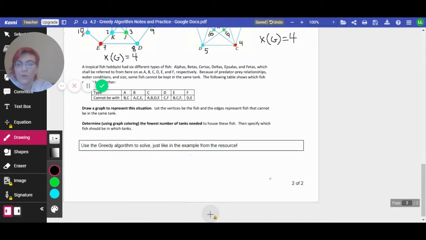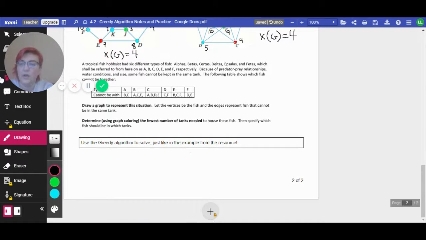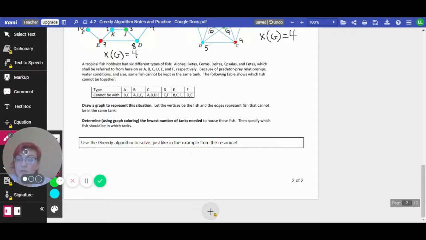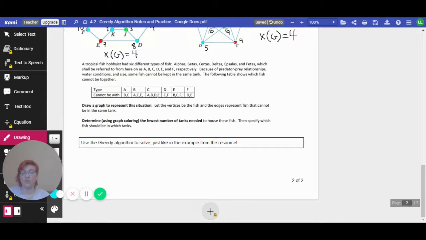For this one, we're going to use the word problem here to draw a graph and then use the greedy algorithm to solve. A tropical fish hobbyist had 6 different types of fish: alphas, betas, certas, deltas, epsilons, and thetas, which shall be referred to from here on as A, B, C, D, E, and F, respectively.